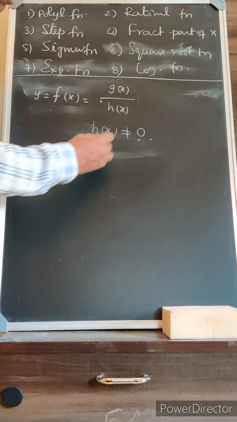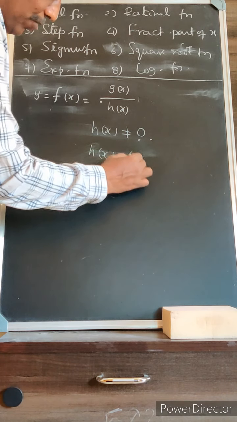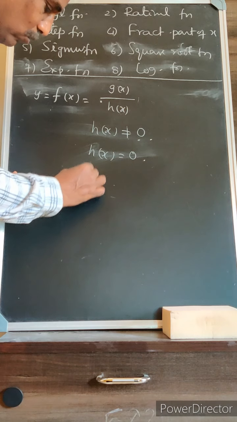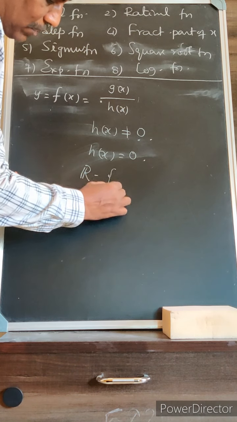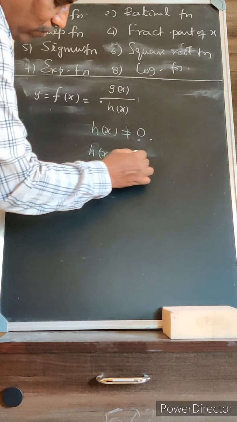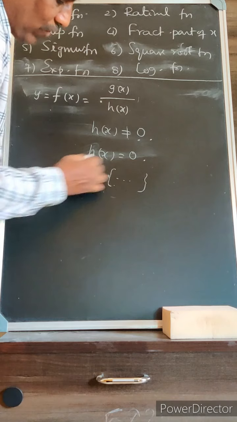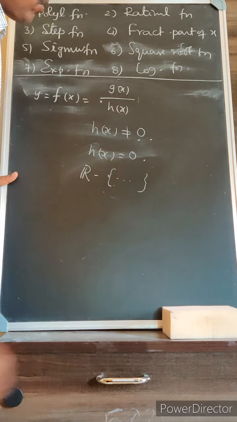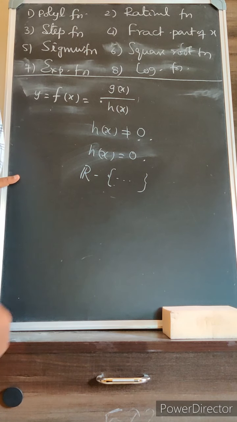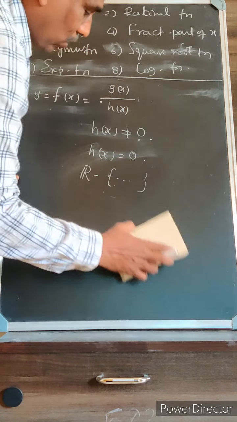Find out those values of x for which h of x is 0, then delete those real numbers from the set of all real numbers. The set of all x for which the denominator becomes 0, delete them from the set of real numbers. The remaining part of the set of real numbers is the domain of this function. The range, of course, will differ according to the question.